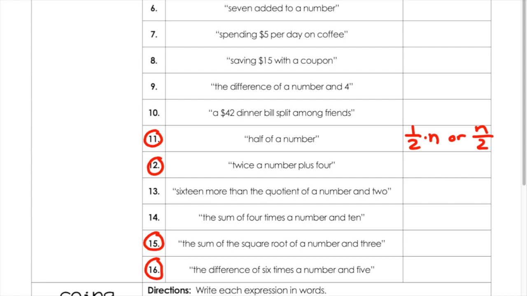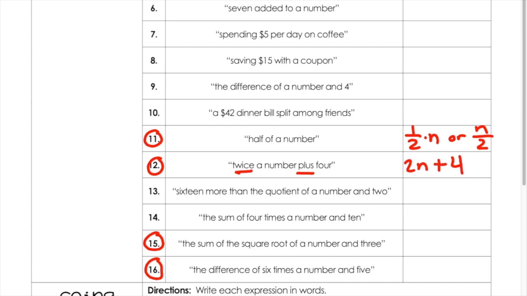Number 12 says twice a number plus 4. So we have two operations happening here. Twice, which means we're multiplying, and plus. Twice means we're multiplying a number by 2, so that will be 2n, and then plus 4 means I'm adding 4.